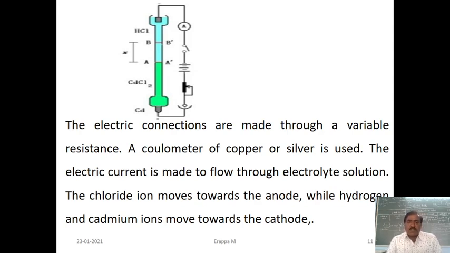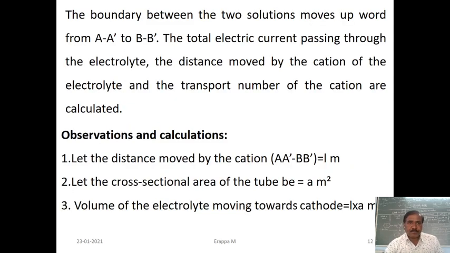The electric connections are made through a variable resistance. A coulometer of copper or silver is used. The electric current is made to flow through the electrolyte solution. The chloride ions move towards the anode, that is the opposite direction, while hydrogen ion and cadmium ion move towards the cathode. The boundary between the two solutions moves upward from A dash to B dash. From the total electric current passing through the electrolyte and the distance moved by the cation of the electrolyte, the transport number of the cation is calculated.